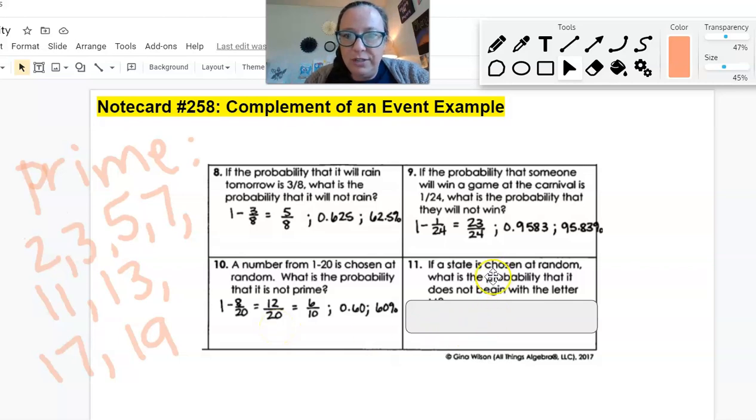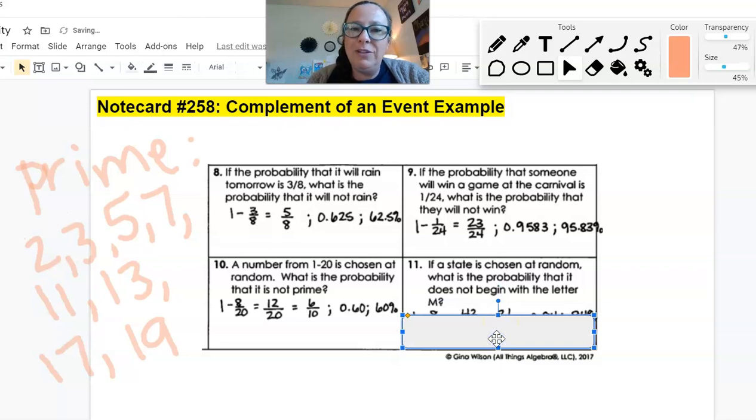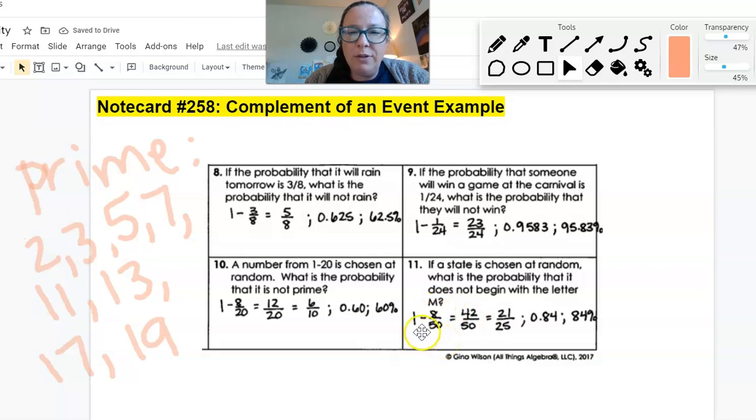All right, if a state is chosen at random, what is the probability that it does not begin with the letter M? Again, I'd have to look at all the states, but there are 8 states that start with the letter M, so I would do 1 minus 8 out of 50 to get that probability. It's just another way to do it. And yes, you could do the total opposite. You could just find all the states that don't start with an M, and that would be 42 of them out of 50. Just finding a complement is sometimes quicker than finding the ones that do start with an M and then subtracting. All right, so pause me and finish this up.